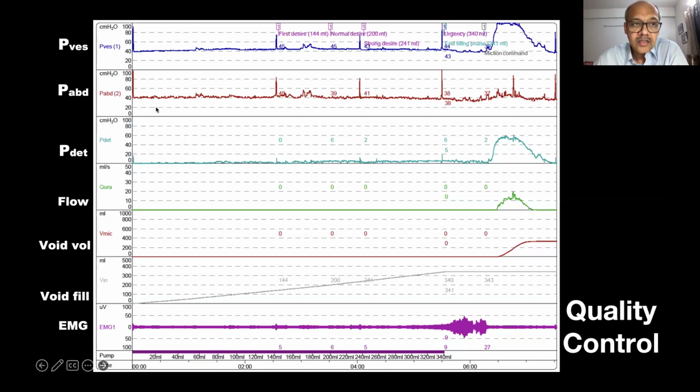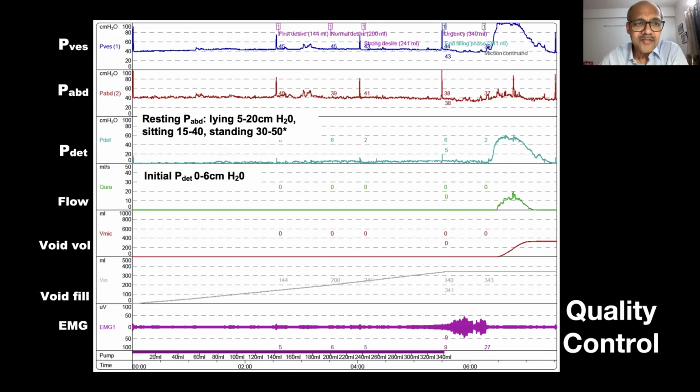So here, what are the quality control things that we are looking at? The resting abdominal and vesical pressure should be a finite amount. It should not be starting at 0. Your P-det starts at 0, but there is a certain amount of pressure within your abdomen, and that should be reflected in the initial resting pressures that you're looking at. That's the first point of quality control.